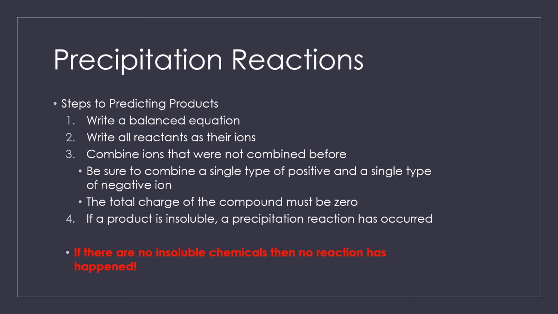And you also need to double check and make sure that the charge of the compound adds up to 0. So you need to make sure you have the right formula. If a product is insoluble, a precipitation reaction has occurred. Sometimes all of your products are soluble, and that means that no reaction has happened, and that's okay.